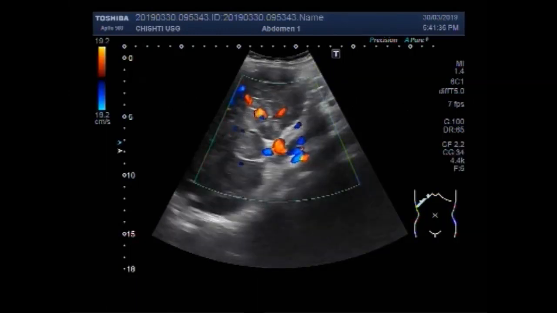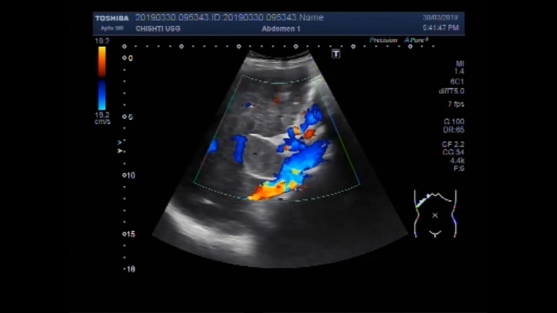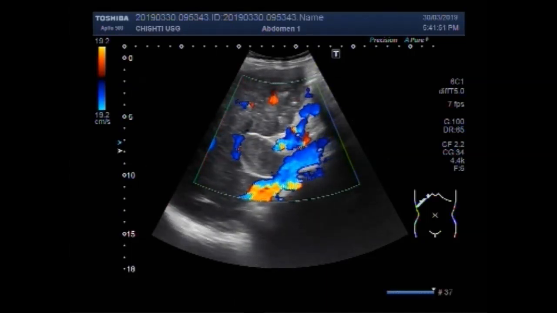You can see the echogenicity of the hepatic parenchyma is also coarse. This is the portal vein. Again, this is the portal vein, and this is the mass in the porta hepatis.